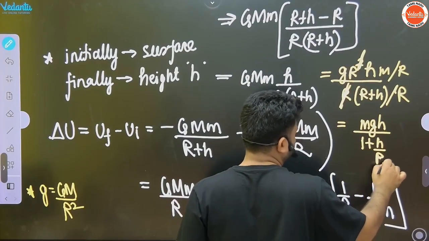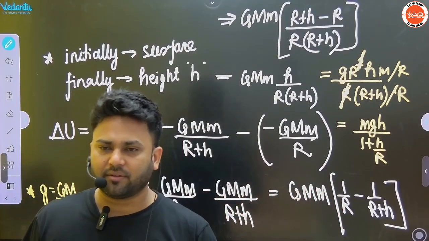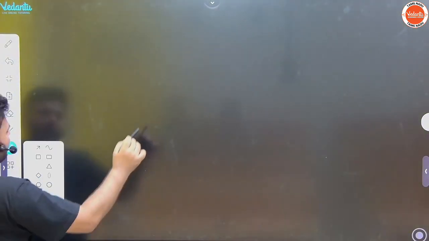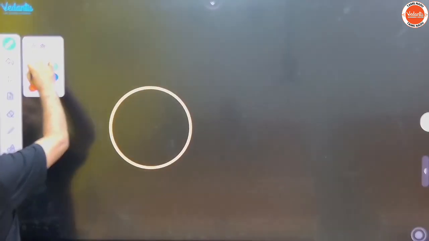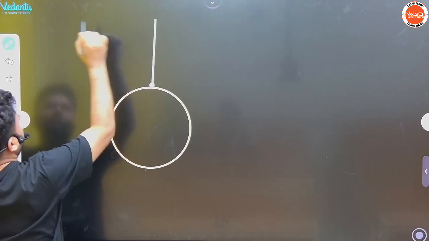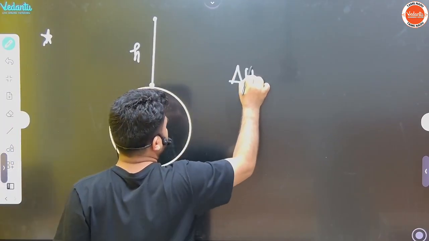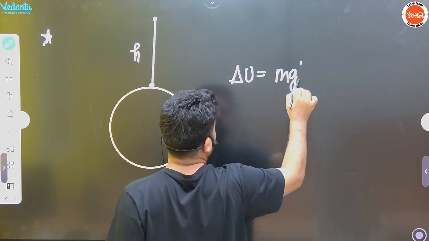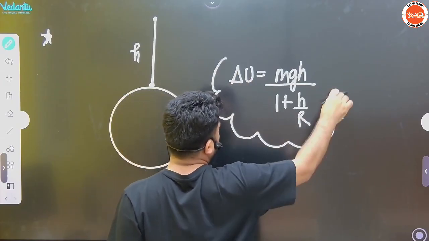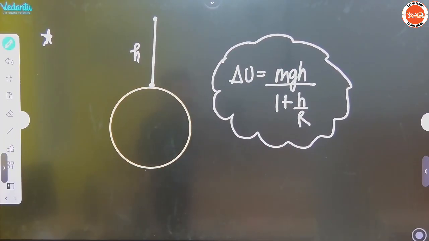Now this is a very important result. See, the proof I have done. What is the conclusion? This is the derivation. No need to remember the derivation, but still I am telling you that if there is one object and you are lifting the object from the surface of the earth to a height h, and they ask what is the change in potential energy, the change in potential energy is mgh divided by 1 plus h by R. This is very important. Normally people write only mgh. No, mgh divided by 1 plus h by R.